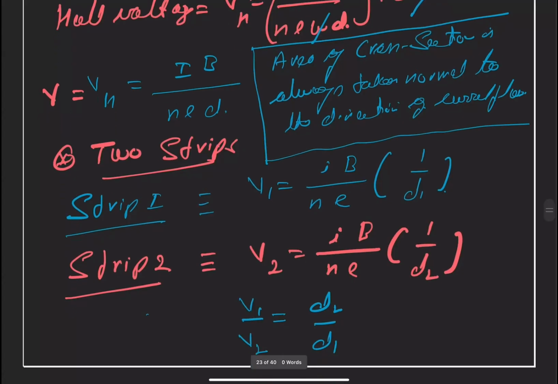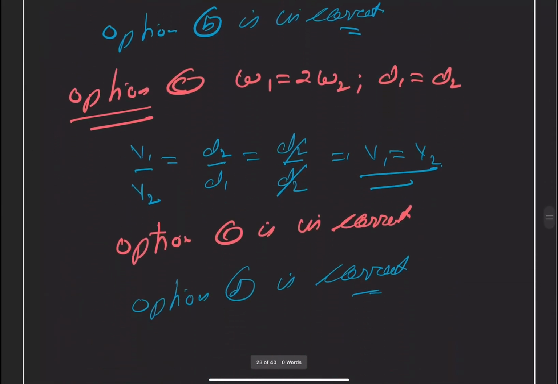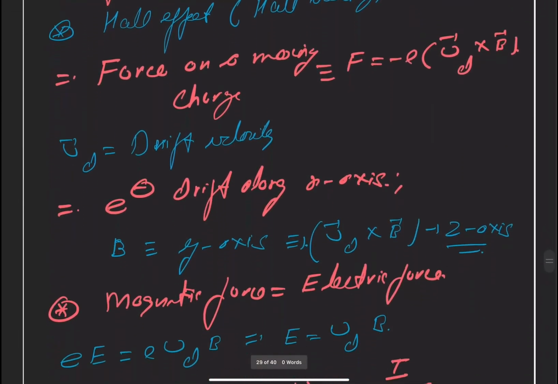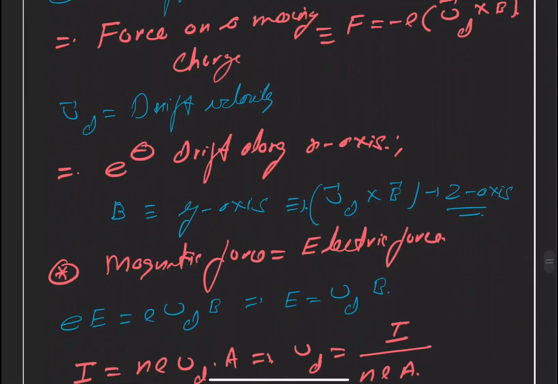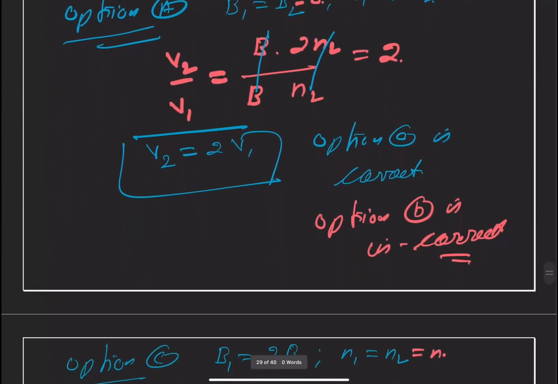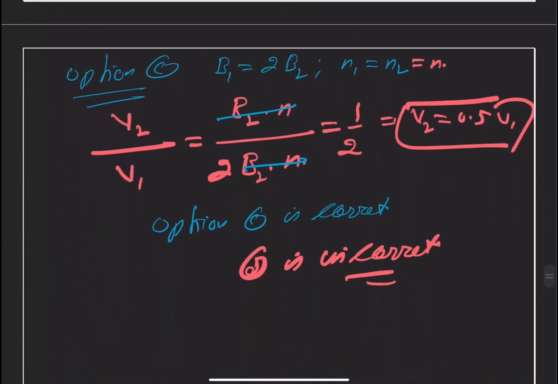So this completes all the questions that were asked in the year 2015. So there were 3 main questions and 2 were of the advanced. So this completes all the 5 questions.